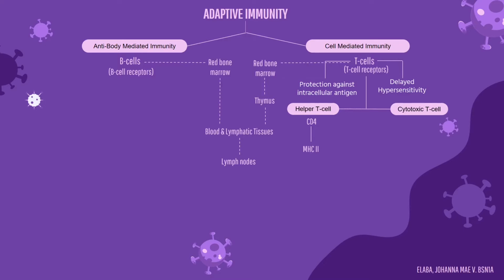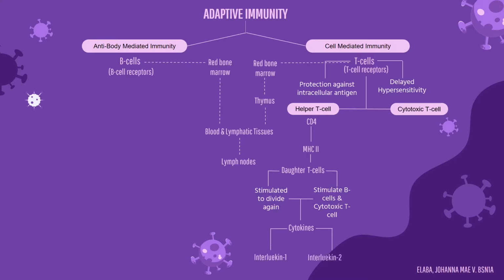This results in the helper T cell producing two daughter T cells, which can be stimulated to divide again, or can stimulate B cells and cytotoxic T cells. Both produce cytokines, where the cytokines can be interleukin-1 or interleukin-2.